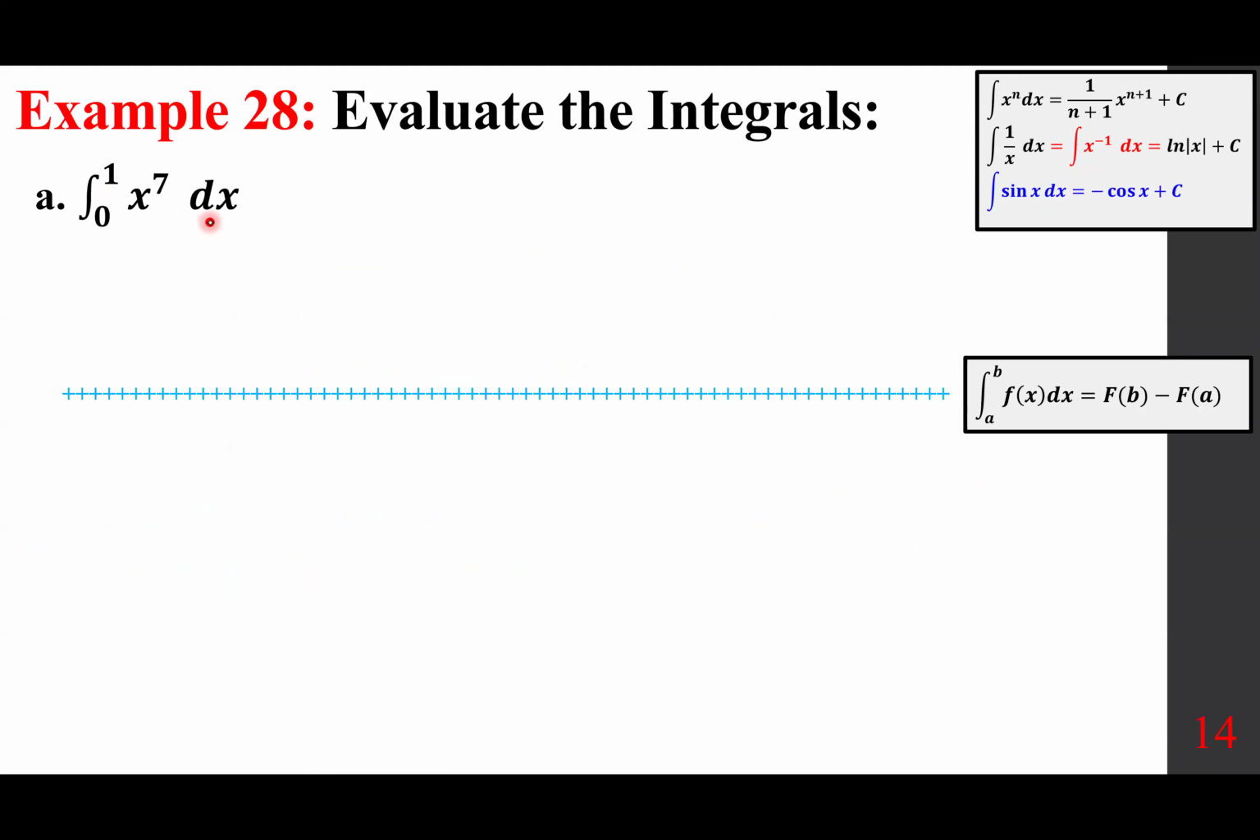Now that we know FTC, we don't have to go with the limit. The limit is tedious, but it's important to know it. And so you take the definite integral, and that means 1 over 8 x to the power of 8 from 0 to 1, and plug in 1, plug in 0, you get 1 over 8.